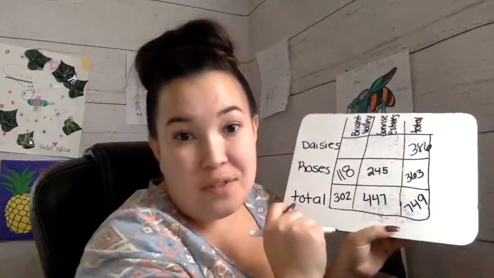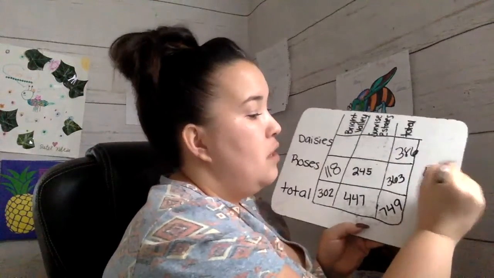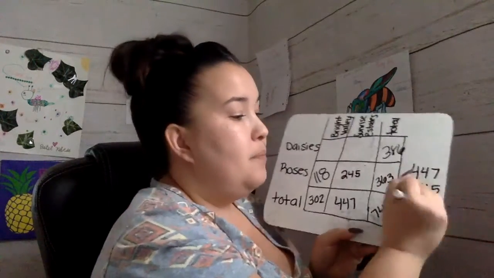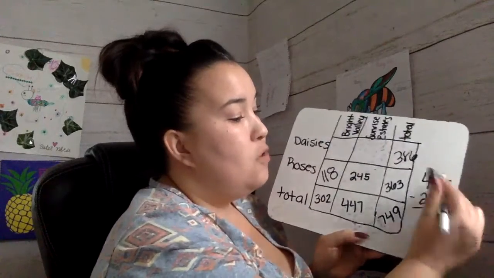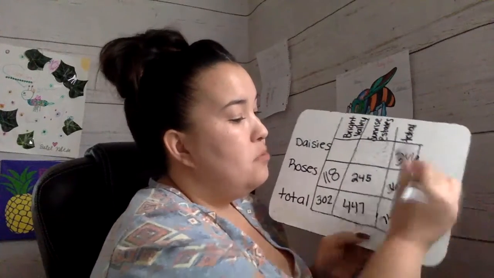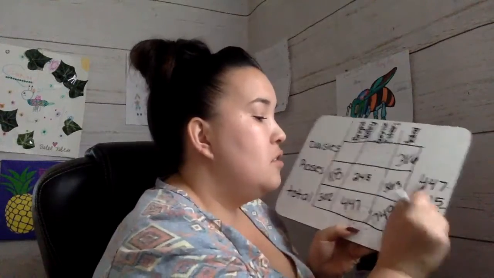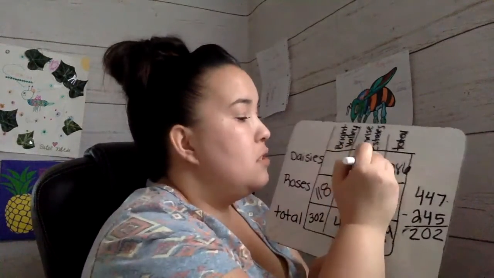447 and 245. So I'm going to do 447 minus 245, and I'm going to add or subtract. I'm still subtracting. Okay, so 7 minus 5 equals 2. 4 minus 4 equals 0. 4 minus 2 equals 2. So much easier. I'm going to do 202 instead.